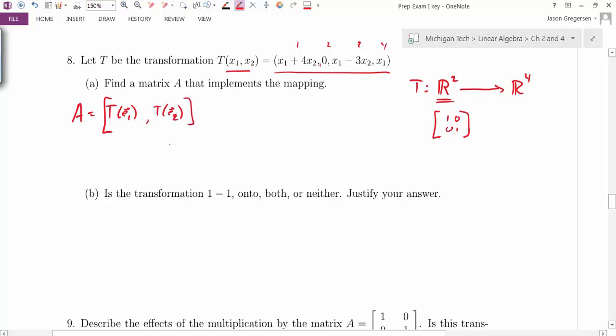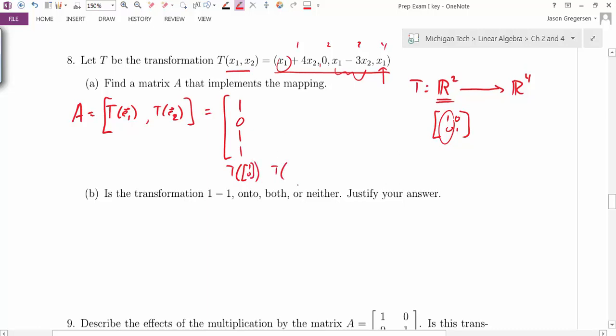If I look at the transformation of these two columns, that should give me the matrix that I want. If I look at the transformation of E1, if I plug in x1 equals 1 and x2 equals 0, what will I get for an output? If x1 is 1, I will get 1 plus 4 times 0, which is 1. Then I'll get 0 for my second piece. For my third piece, if x1 is 1 and x2 is 0, this gives a value of 1. And the last component is just x1, which gives a value of 1. So that is T of 1, 0.